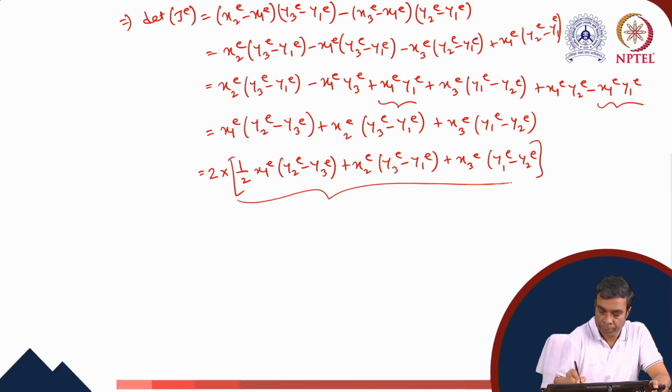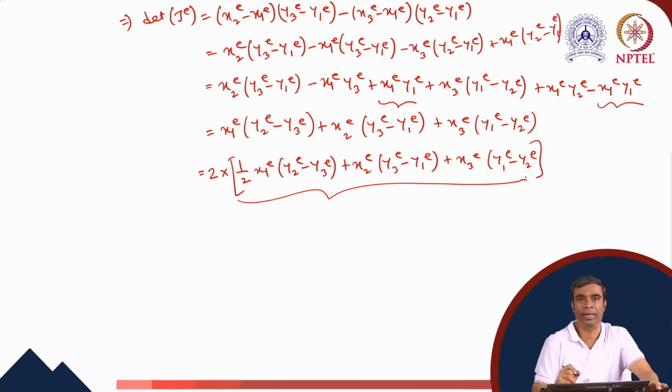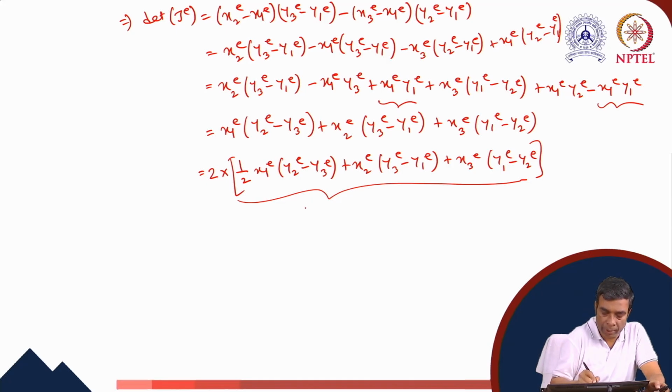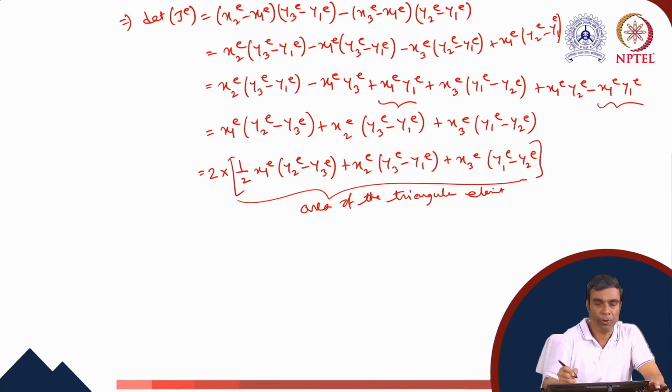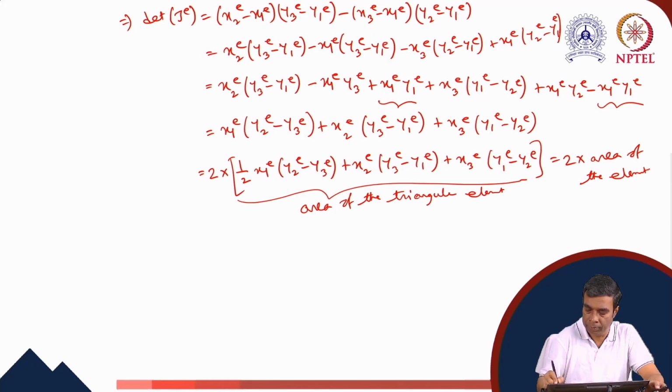Now, this expression, we have already discussed, represents the area of the triangular element. Therefore, the determinant of the Jacobian of an arbitrary triangular element is twice the area of the given element, equal to 2 times the area of the element.